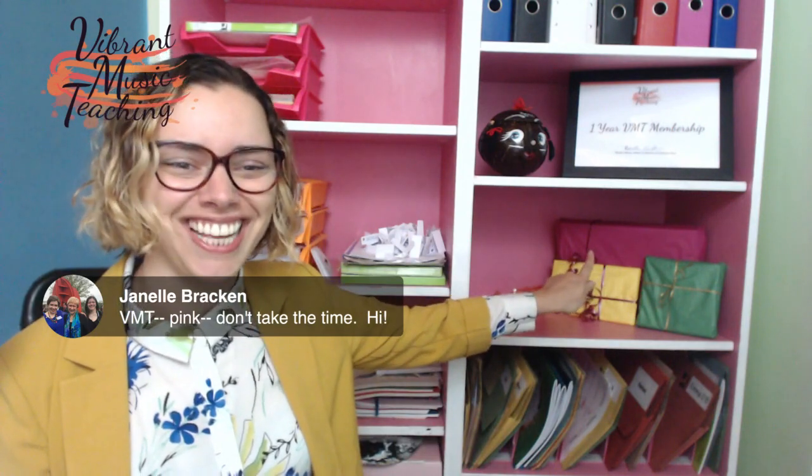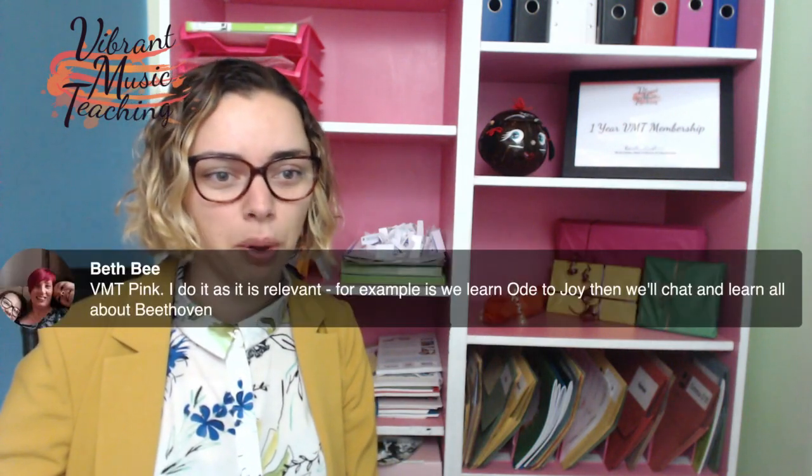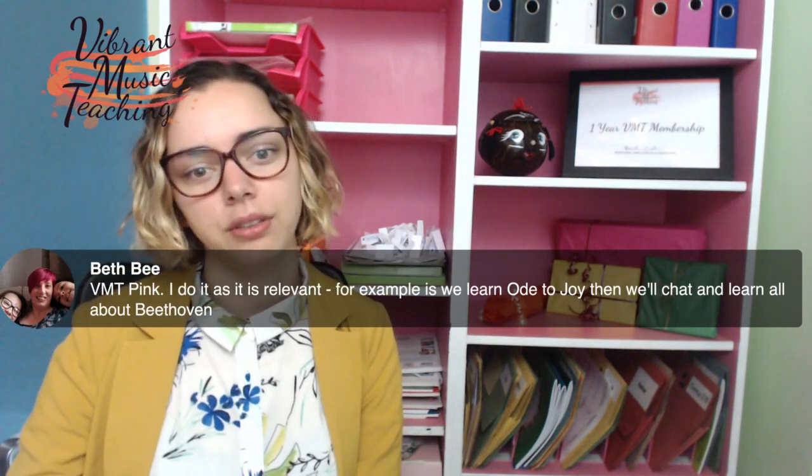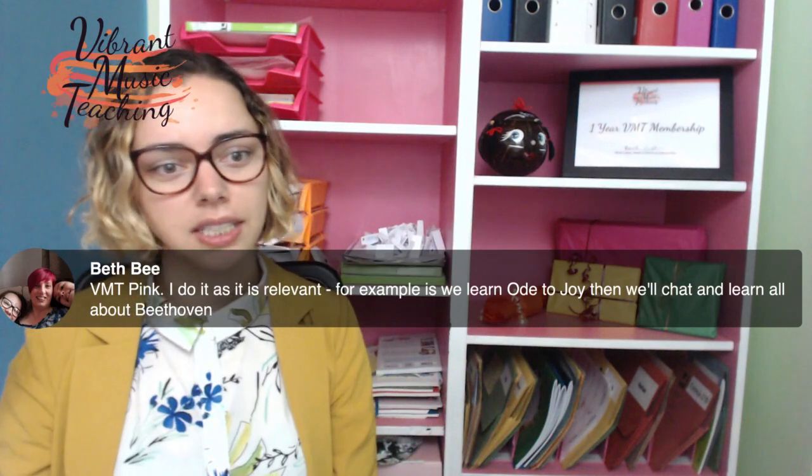Janelle has answered the question. Let's use an example, Janelle, for the whole class. VMT, pink is the one she wants. Don't take the time to incorporate music history. I totally get it. It's very hard to do. Let's have another example here from Beth. VMT pink, I do it as it is relevant. For example, if we learn Ode to Joy, then we'll chat and learn all about Beethoven. Yeah, I like that, and I like doing it in the context of pieces. Sometimes it's hard to always fit it in doing that way. Do you ever find that, Beth? Or do you find you do it consistently?